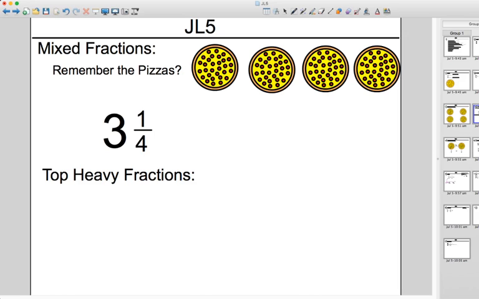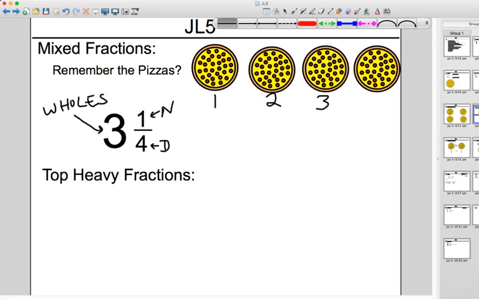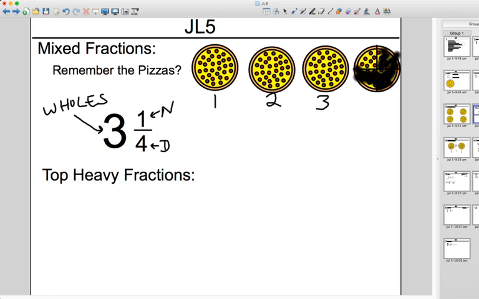Remember the pizzas. We're going to look at mixed fractions now. What does 3 and 1/4 mean? Well, the quarter is just like the numerator and the denominator that I'd told you about previously at the start. And the number at the front are the wholes that you have. So we've got 3 whole pizzas. 1, 2, 3. And then if I split the 4th pizza into quarters, you've got that extra quarter there to generate that 3 1/4.